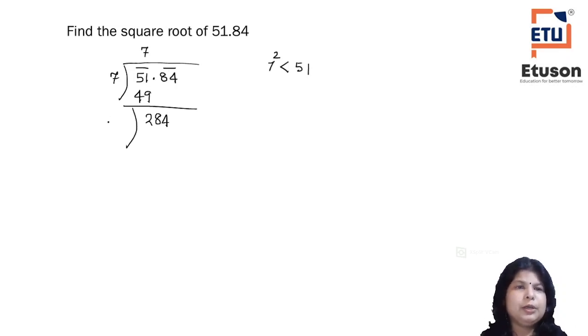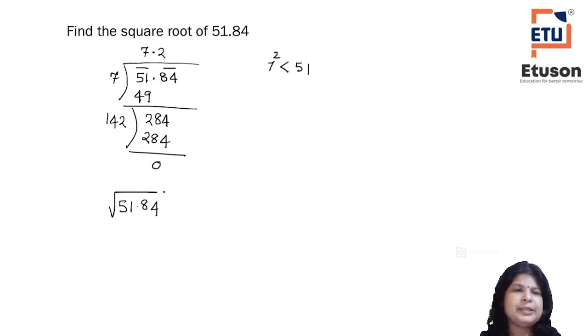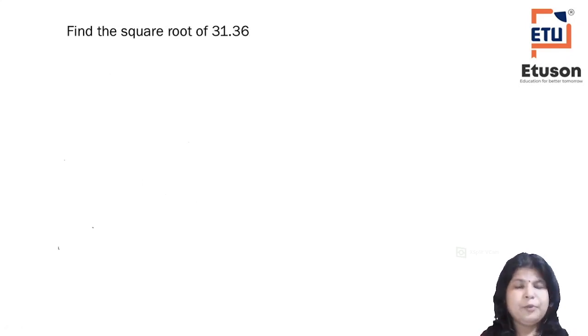Then your new divisor is 7 into 2, that is 14, and then you have to fill the blank so that you have 284. Because you have taken this 84 after the decimal, you have to put the decimal point. Okay, so you put 2 here and 2 here. 142 into 2 is nothing but equal to 284 and your remainder is equal to 0. So what is the square root of 51.84? It is equal to 7.2. Okay children.